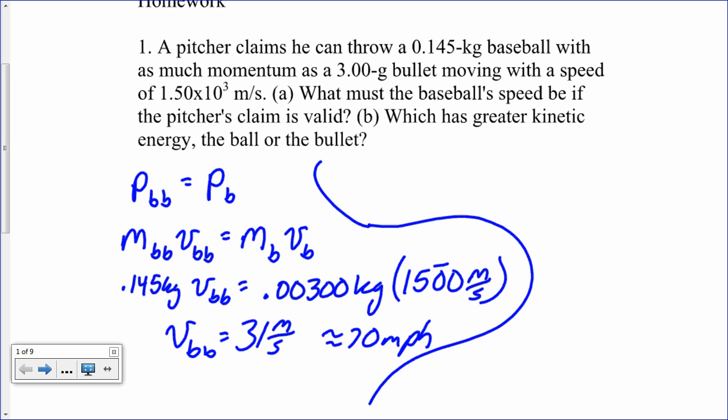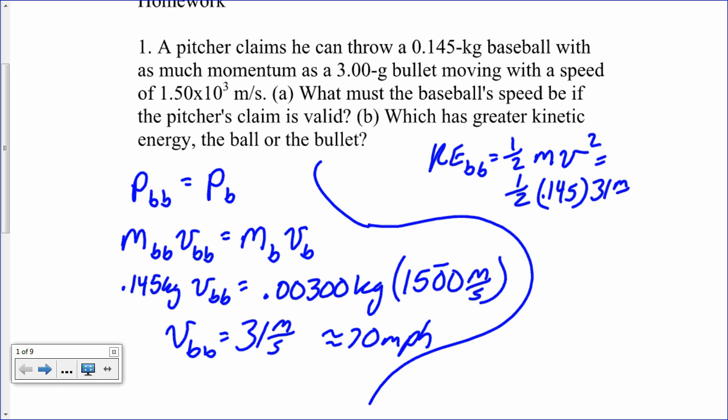Now, the kinetic energy of the baseball is 1/2 mv squared. With the mass of the baseball and the velocity of the baseball, that's going to be 1/2 of 0.145 kilograms times the velocity of the baseball, which is 31 meters per second, squared, and that's equal to 69.7 or 70 joules.